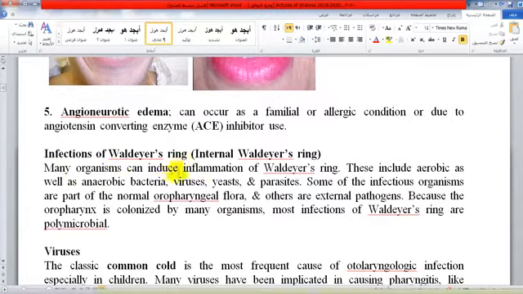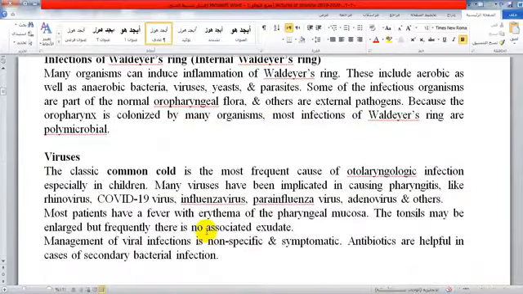Many organisms can induce inflammation of Waldeyer's ring. These include aerobic as well as anaerobic bacteria, viruses, yeast, and parasites. Some of the infectious organisms are part of normal oropharyngeal flora, and others are external pathogens. Because the oropharynx is colonized by many organisms, most infections of Waldeyer's ring are polymicrobial.